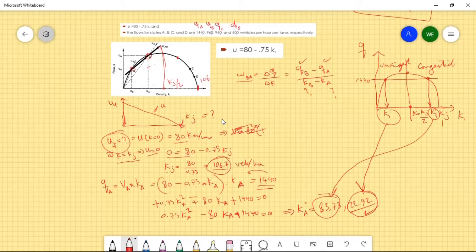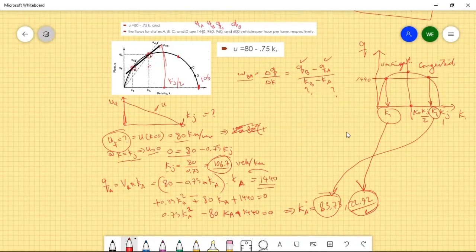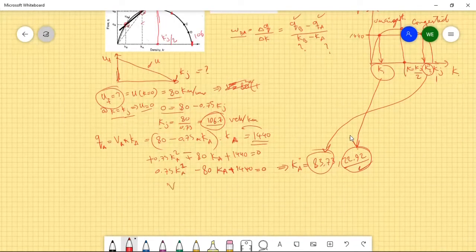And I will tell you how. Let's now check on the speed. VA in this case will be how much? We have 80 minus 0.75 multiplied by 22.92, which equals 62.81 kilometers per hour. Okay, let's try to see what's the speed in this case.